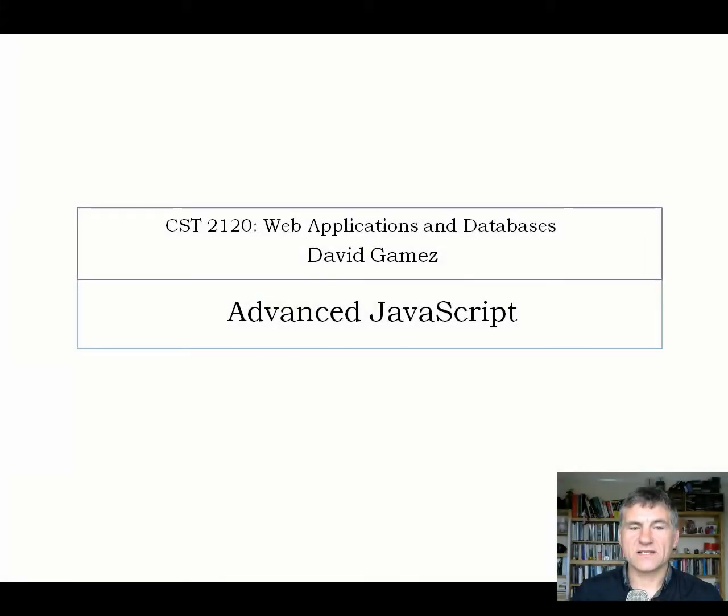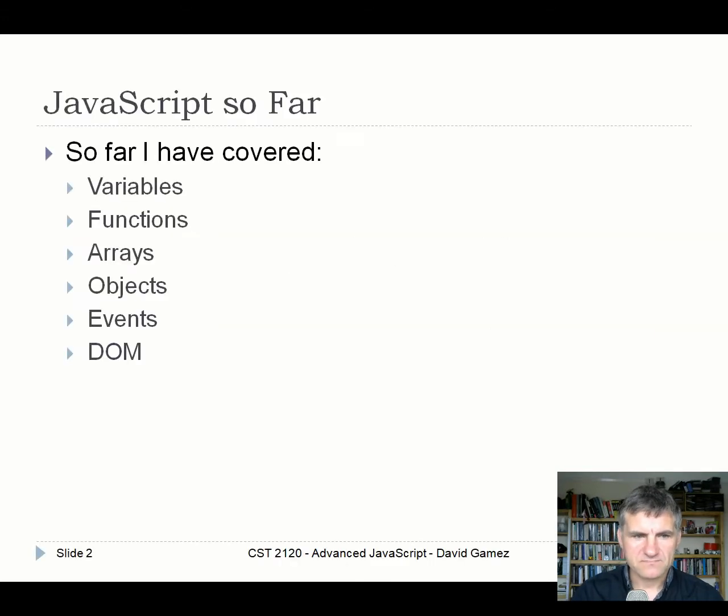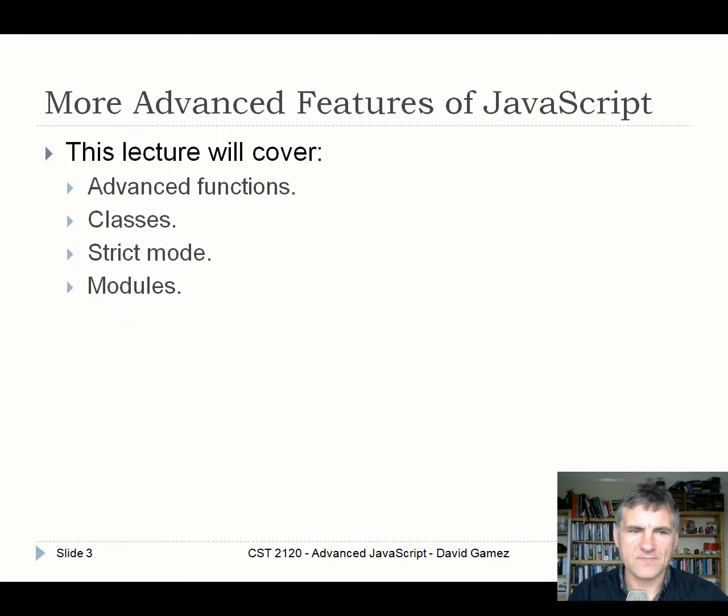Okay, welcome back to CST 2120. So in this lecture I'm going to explain some advanced features of JavaScript which will hopefully enable you to write better code. So far in these lectures I've covered variables, functions, arrays, objects, events, and how to use JavaScript to interact with the document object model.